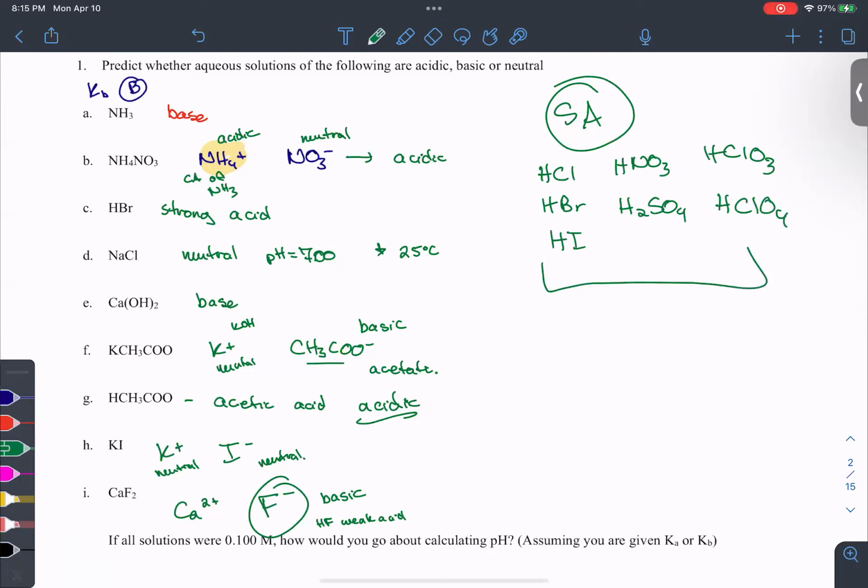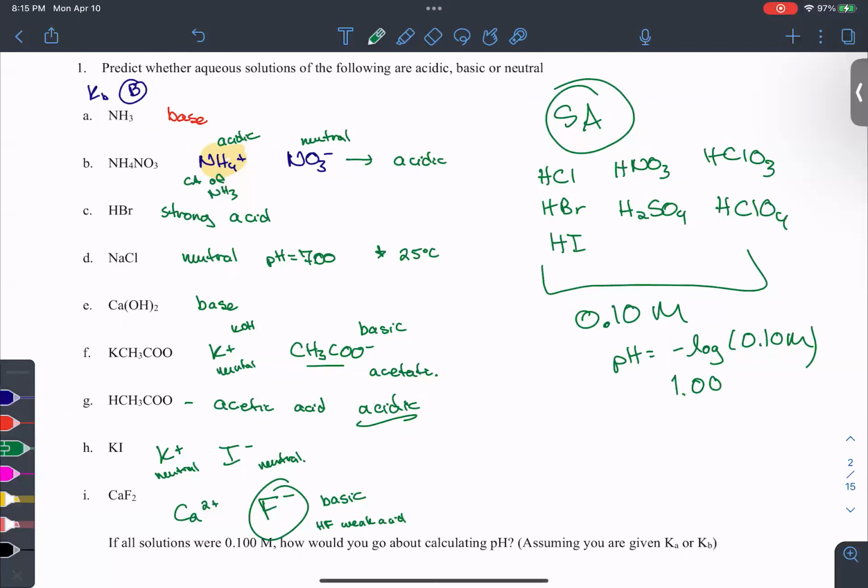So that means all of these things, if we had a 0.10 molarity of all of those things, we could calculate the pH of those, and it would be the exact same calculation. It would just be pH equals negative log 0.10 molarity, because all of those substances completely donate one H plus into water. They completely dissociate. And whether you have 0.1 molarity HCl, HBr, HI, all of them will have the same pH. And if you calculate that, what is that? Is that pH 1? pH 1? Yeah, if it's a strong acid, they'll all have the same pH.